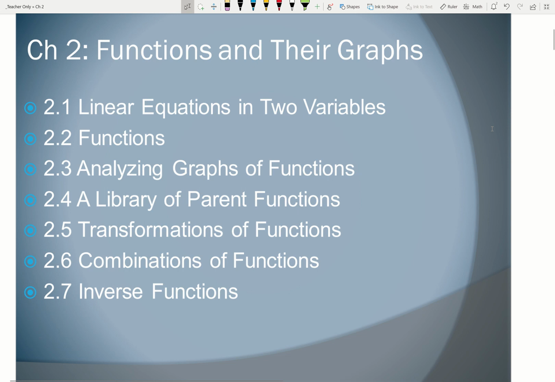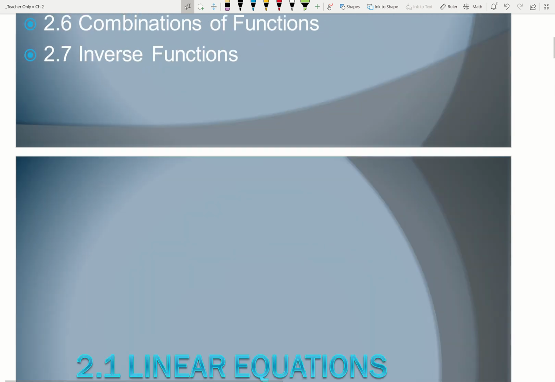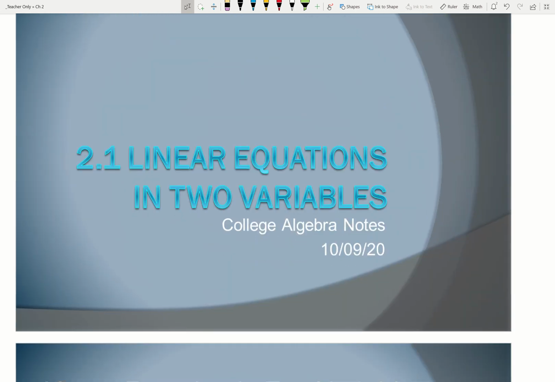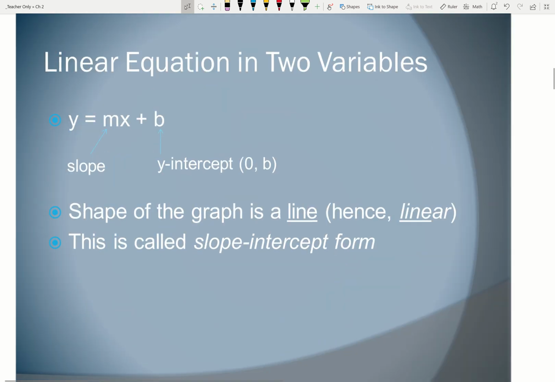In this video, I'd like to go ahead and begin Chapter 2 and take a quick look at Section 2.1 in your textbook, which talks all about linear equations in two variables. So let's get started with that. One of the most important things that you need to remember about linear equations is that they can be written in one of three very, very important forms.